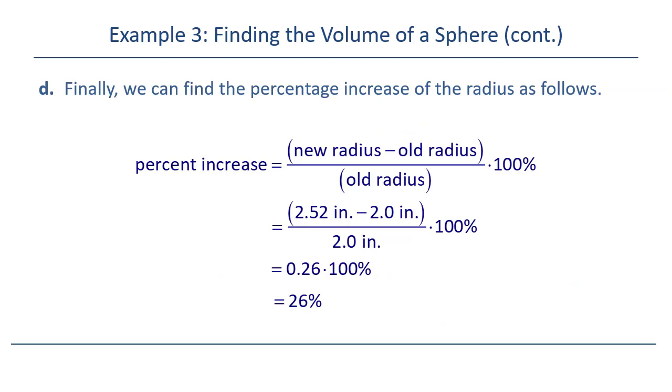So we can find the actual percent increase by doing the change over the original. If we're going from 2 to 2.52, then the from is our original, the old radius. The new radius, 2.52, minus the 2 is going to be the difference. So difference over original: a difference of 0.52 over 2 gives us 0.26, and then we multiply that by 100 to turn it into a percentage, and we get that it went up by basically 26%. It was a 26% increase.